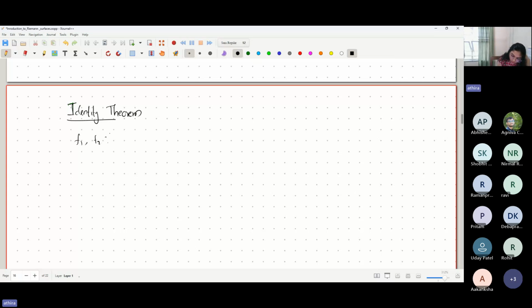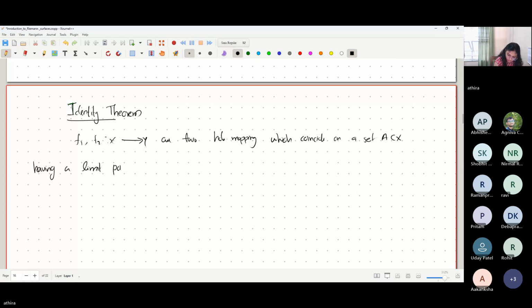F1 and F2 from X to Y are two holomorphic mappings which coincide on a set, a subset A of X having a limit point A belongs to X. Then F1 is identically equal to F2. Same identity theorem as in complex analysis.